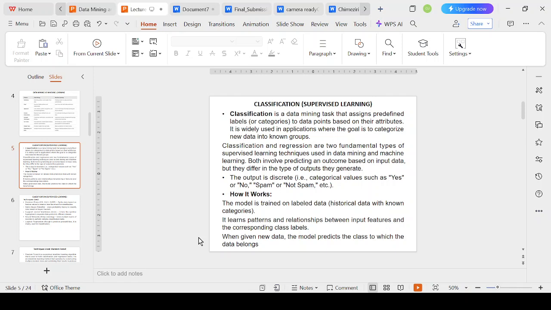So when we are building a model, we are going to encode these two values. You can encode yes as one and no as zero. If you want to model spam detection, you can categorize the presence of spam as one and the absence of spam as zero. So how does it work? The model is trained on labeled data, as we have said about supervised learning: historical data with known categories. It learns patterns.